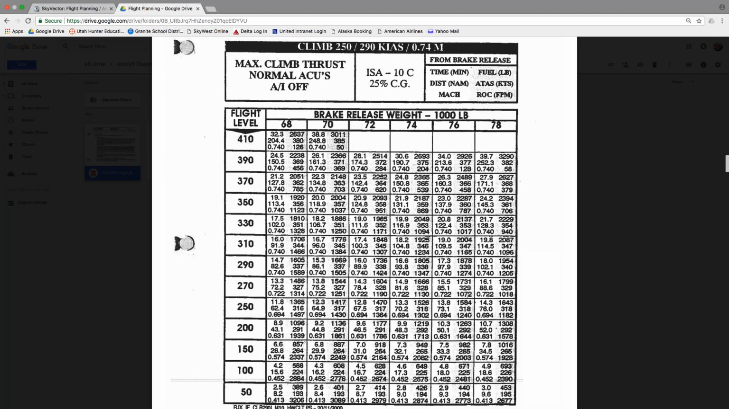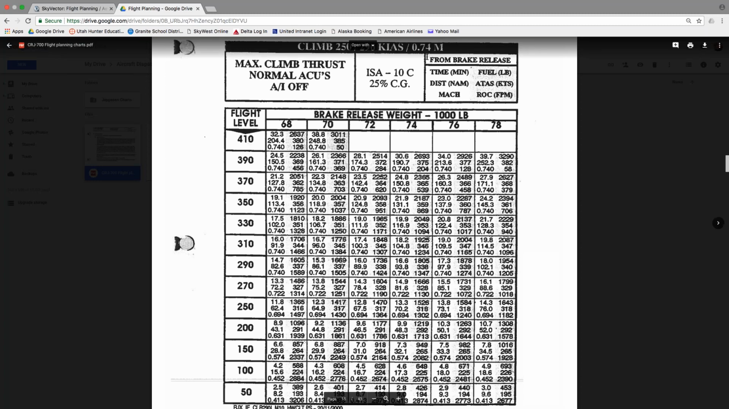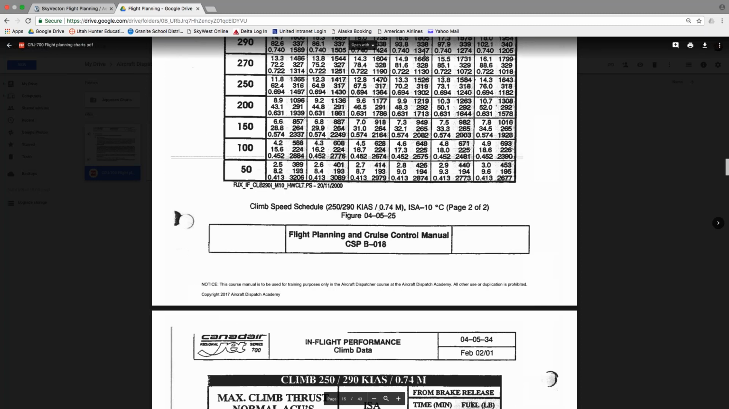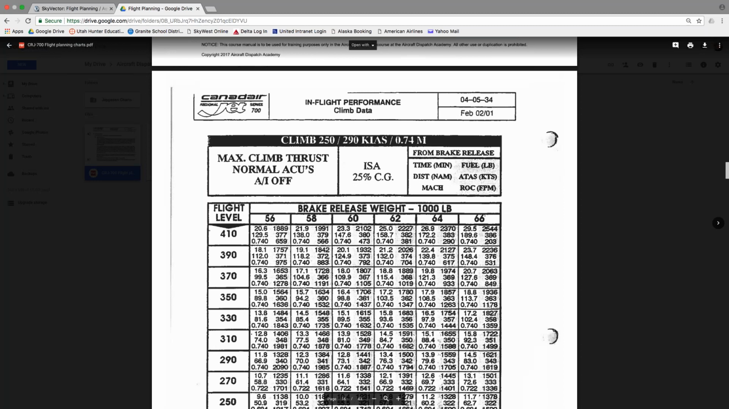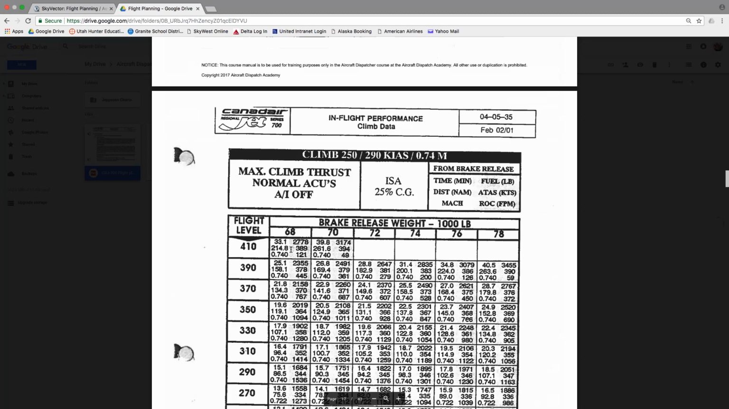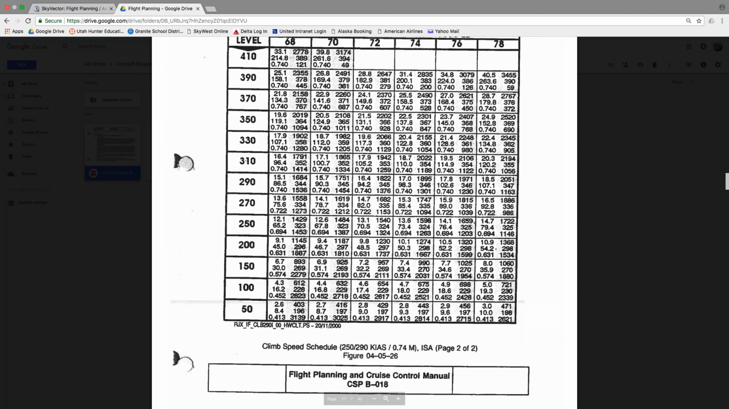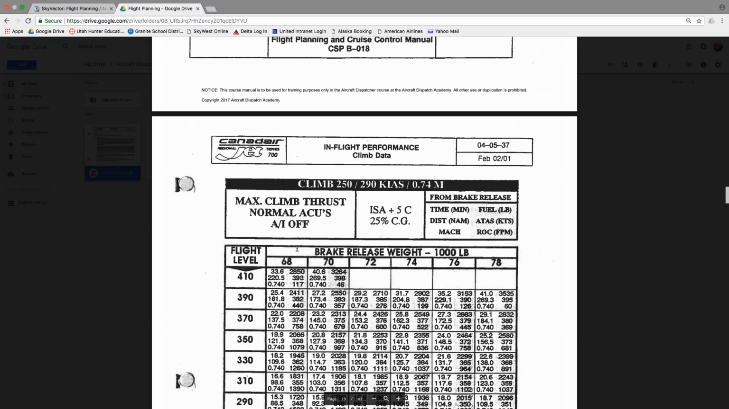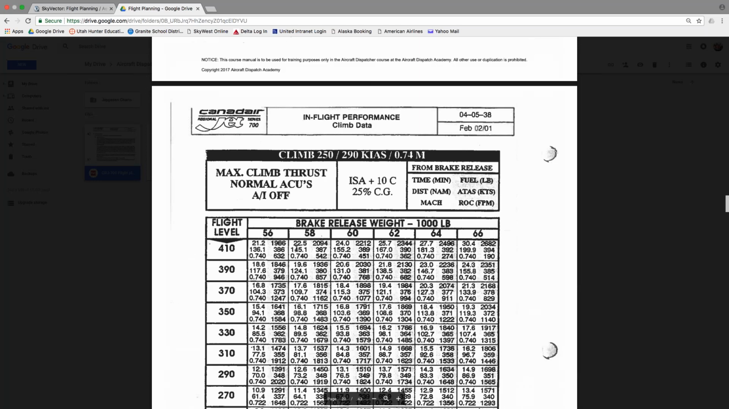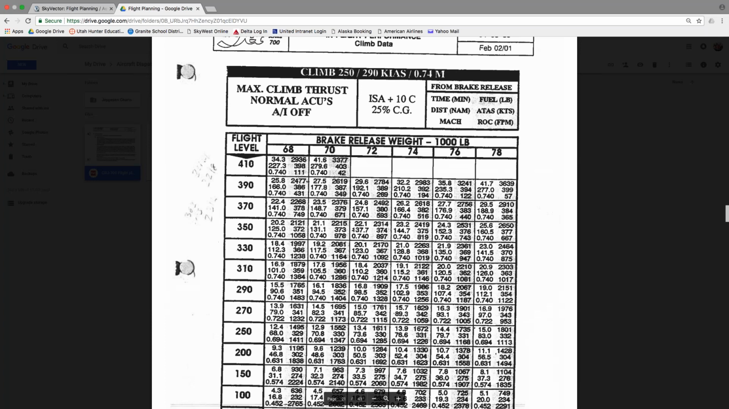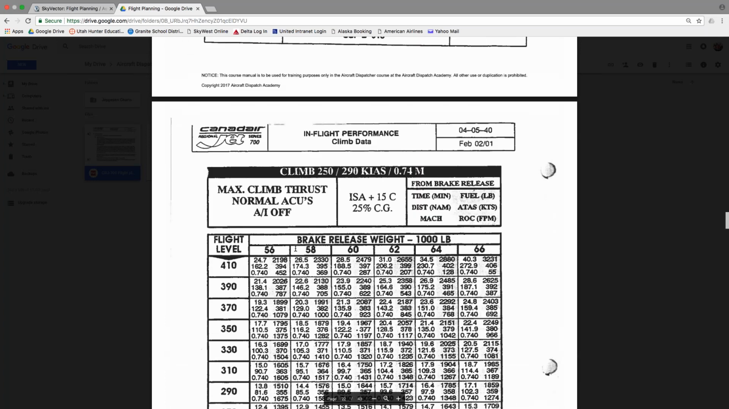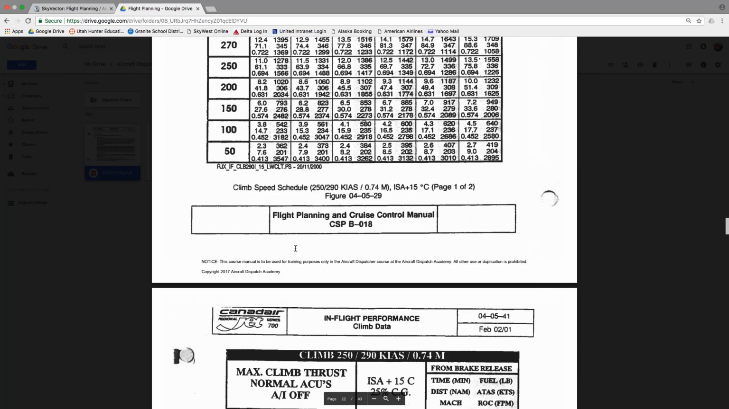Oh wait, I'm on the takeoff. So what was your ISA deviation at Denver? ISA plus 14. So we're gonna use the ISA plus 15 chart, right? For the weight and our climb, whatever ISA plus 15 chart. ISA plus 15 on our climb.